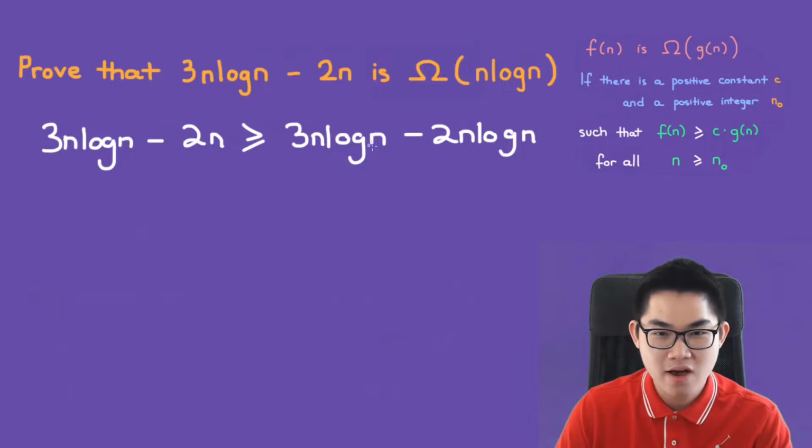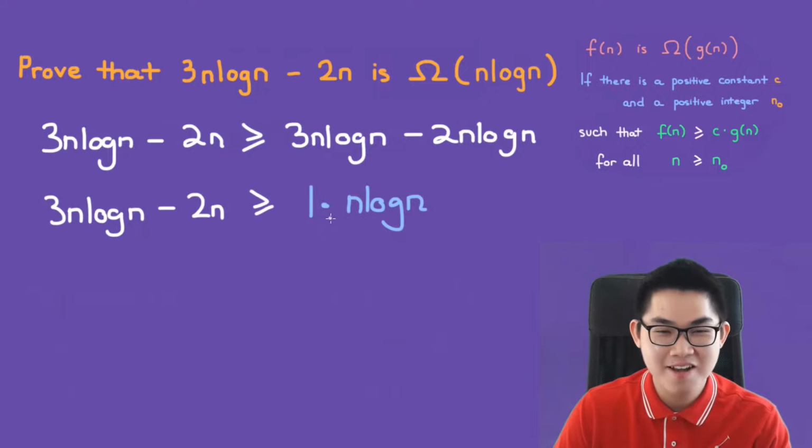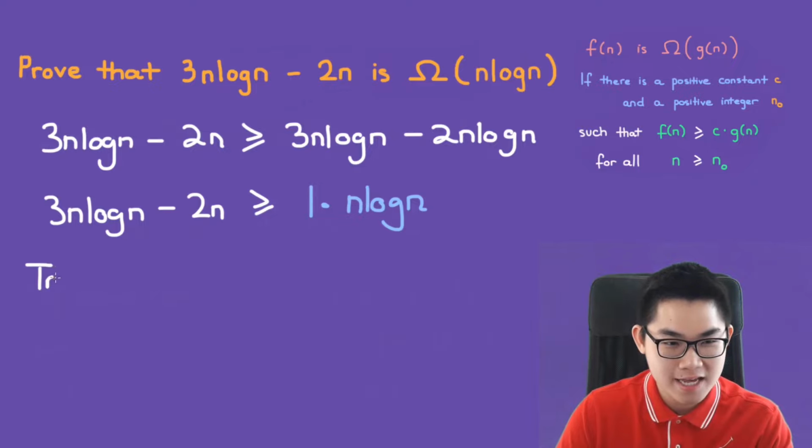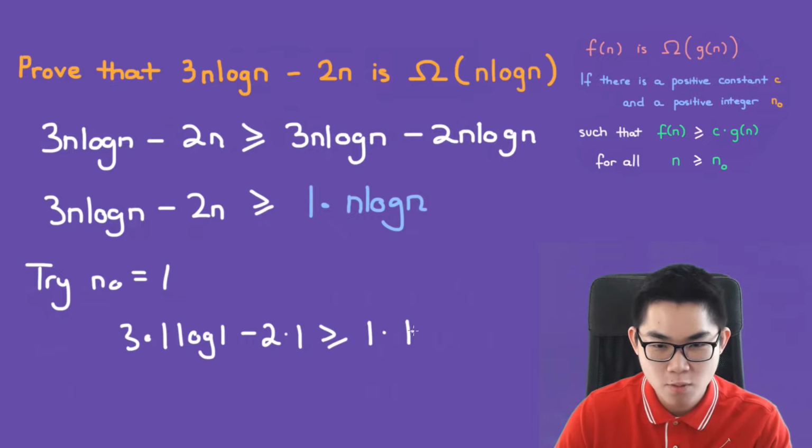Now 3n log n minus 2n log n is just n log n. And we can write this as 1 times n log n. So we found our c. Let's find our n naught. We're going to try with n naught equals 1. So we have 3 times 1 log of 1 minus 2 times 1. Is this greater than or equal to 1 times 1 log of 1?